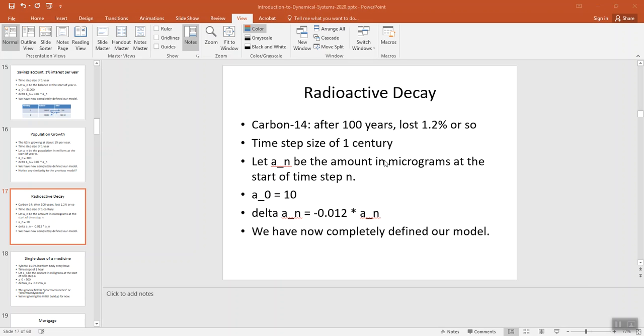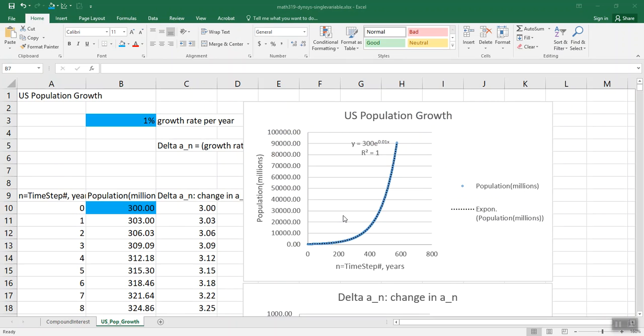It's reasonable to track the amount that's present in some sample in micrograms. So let's start with 10 micrograms, and because we're losing radioactive material now, our growth rate is negative. So let's switch over to Excel.